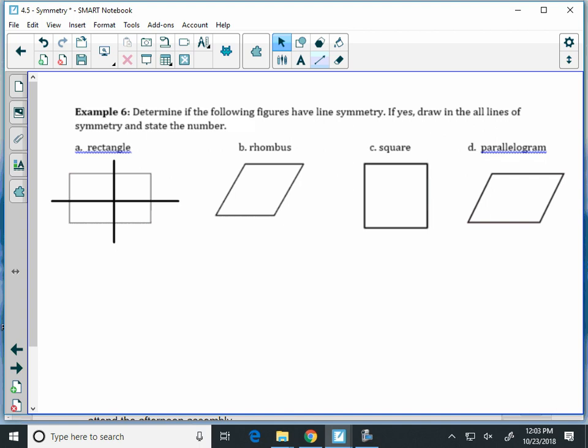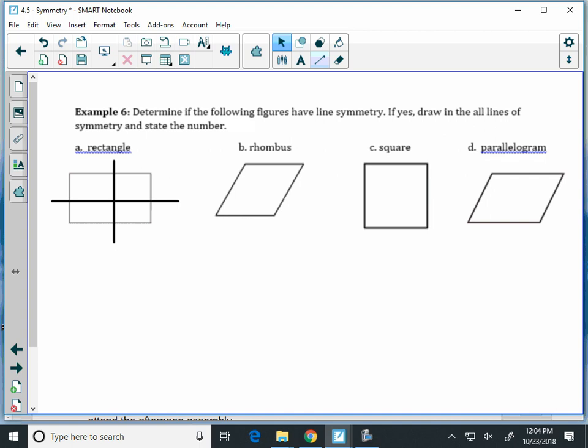The reason why you can fold across both ways is because the opposite sides are the same and the angles are all the same. So the angles match up perfectly and the opposite sides match up perfectly. So for every single rectangle in the world, those are the only two lines of symmetry. Doesn't matter if you have a big rectangle or a little rectangle. Those are the only two lines of symmetry that you can ever make for a rectangle. Okay? Those two.